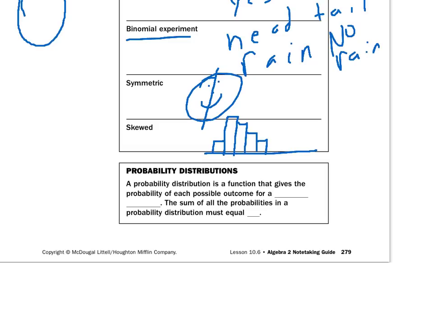Alright, let's get into some of this other stuff. A probability distribution is a function that gives the probability of each possible outcome for a random variable. The sum of all the probabilities always has to equal 1. So if I say, what are all the things that could happen, when you think of all the different things that could happen in a possibility and you put them all together, what's the percentages? When you add all those percentages together, you should have 100%, because those are all the different things that could happen.